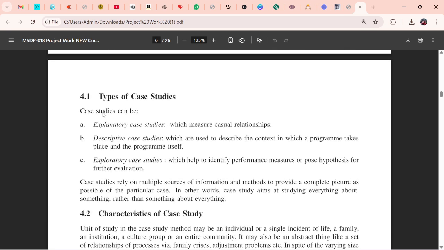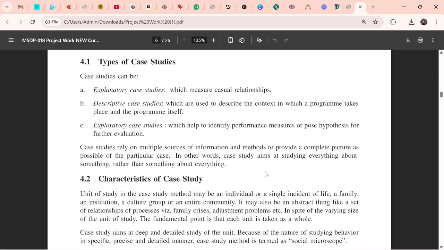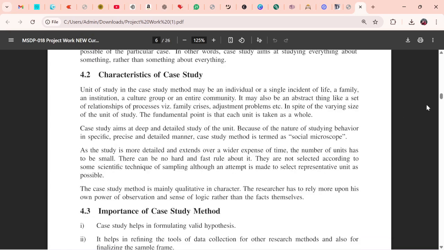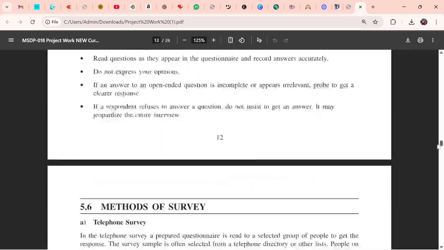Now the next thing is types of case studies. What are the types of case studies you can do in MSDP 18? The first one is explanatory case studies, the second one is descriptive case studies, and the third one is exploratory case studies. Depending upon your subject matter and what kind of topic you want to choose, you have to choose it. So first of all, we need to know what kind of topics you can choose for your project work.